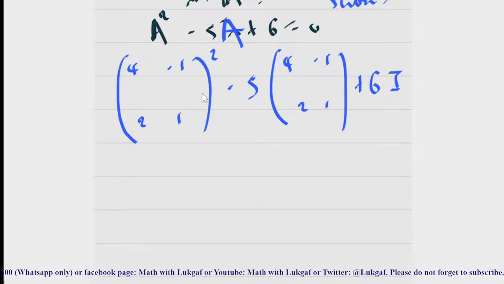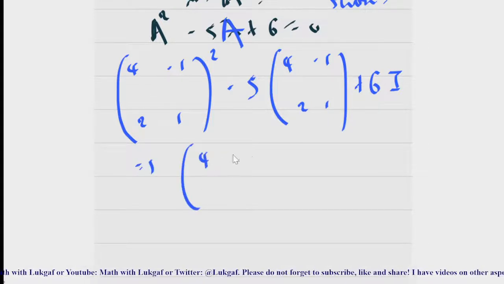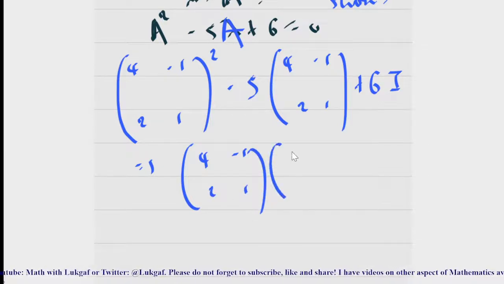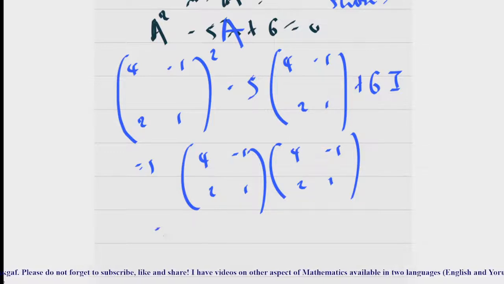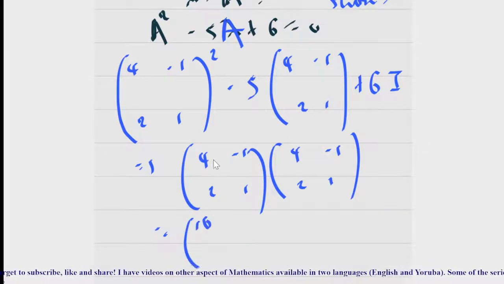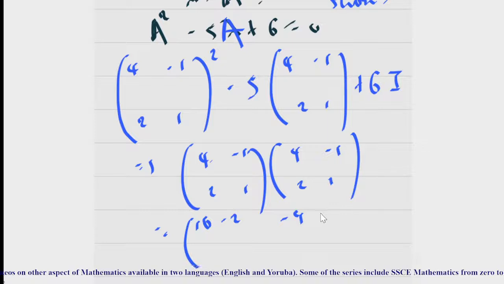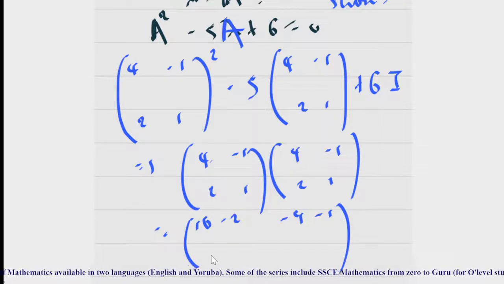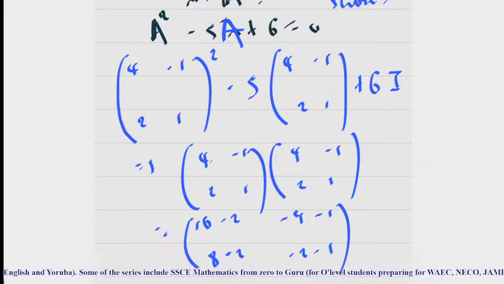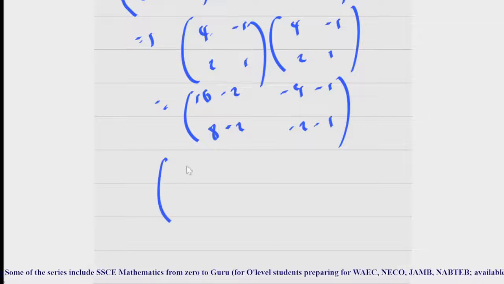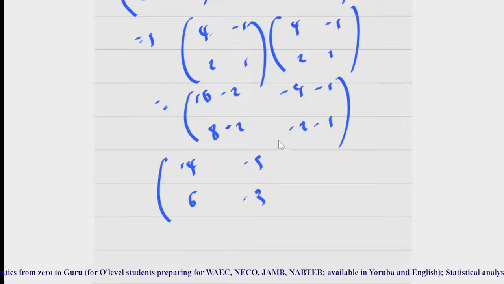But before we do that, let us find the square of this. The square of this will be 4, minus 1, 2, 1 times 4, minus 1, 2, 1. Don't forget how you multiply a matrix by a matrix: rows with columns. So I'm going to have 4 times 4, that's 16, minus 2, then minus 4, minus 1, then 8 minus 2, then minus 2, minus 1. I hope you understand. Then we are going to have something of this nature: 14, minus 5, 6, minus 3. So that's your A squared.